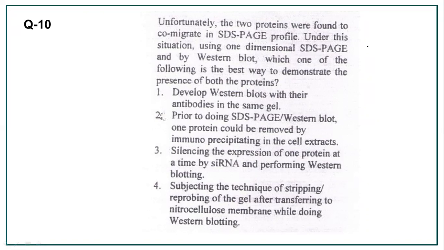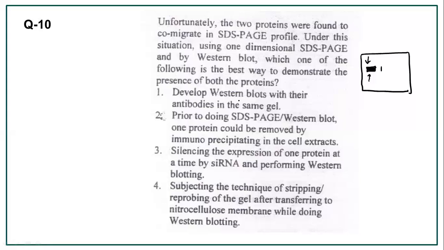You are running the SDS-PAGE, and your observation is that the two proteins are co-migrated. They are coming in the same gel run, simultaneously in the same region. After migration, both proteins will come in the same area. Now, by one-dimensional SDS-PAGE and by Western blot, which of the following is the best way to demonstrate the presence of the protein?